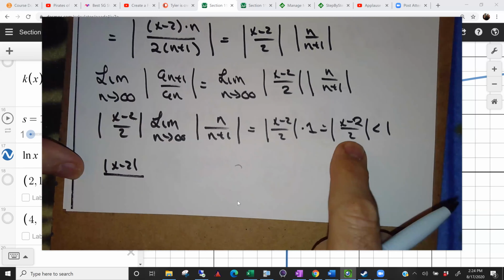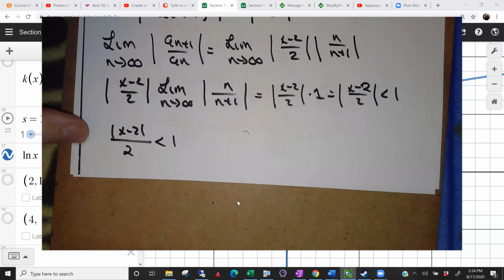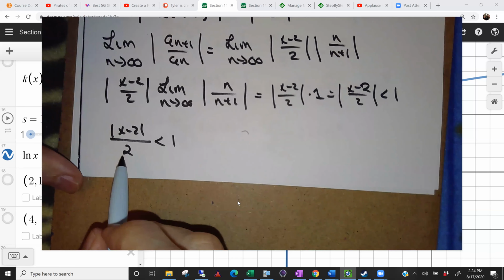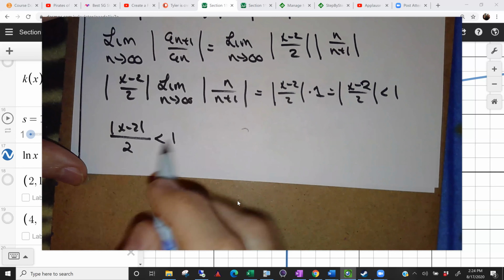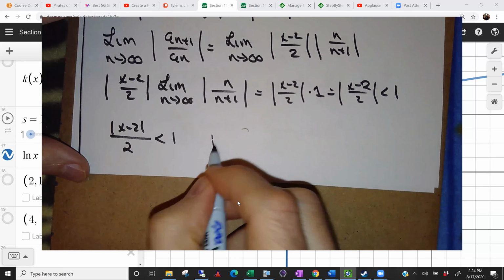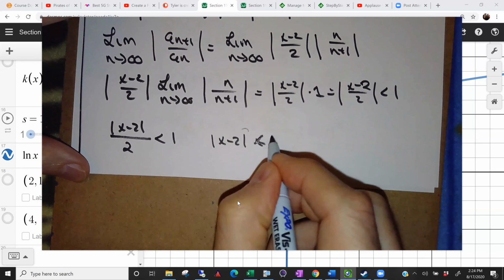Well, I can take the absolute value of 2, and the absolute value of 2 is 2. If I multiply both sides of this inequality by 2, the 2 on the left is going to cancel out. I'll be left with absolute value of x minus 2 is less than 2.